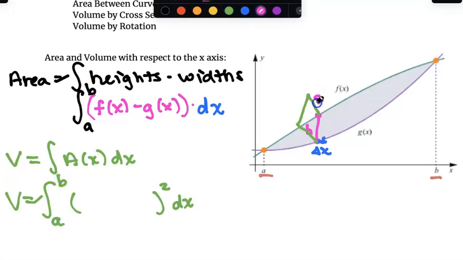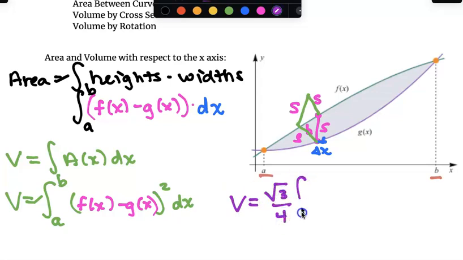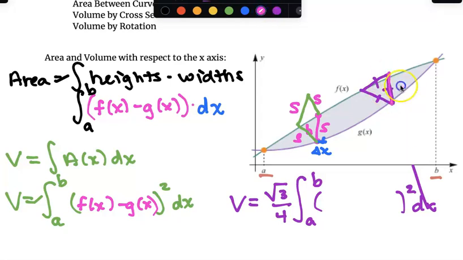The side of any one of those squares is going to be represented by that pink line of top minus bottom. The same could be said if I wanted to find the volume of a solid with equilateral triangles. I'm going to sum up an infinite amount of equilateral triangles from a to b with respect to the x-axis. If I drew in one representative equilateral triangle, the side of that triangle is still represented by top minus bottom, f of x minus g of x.